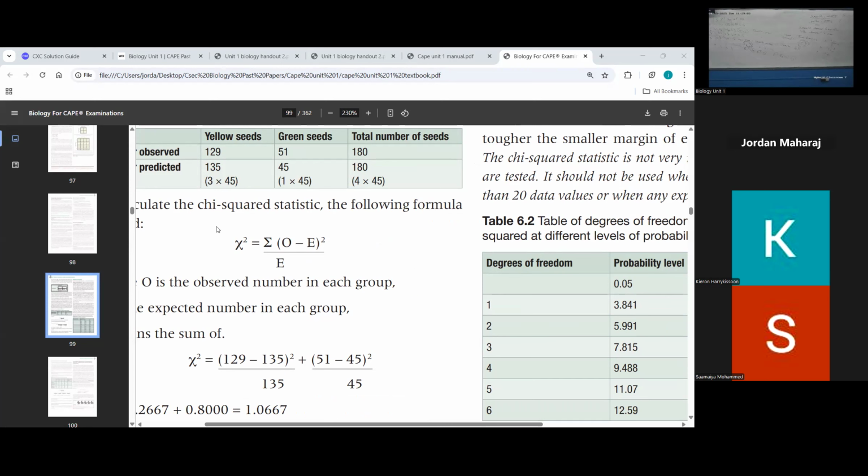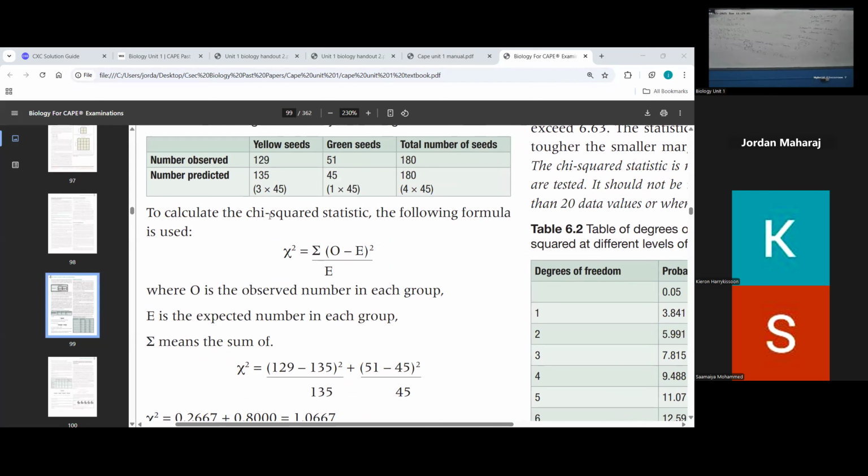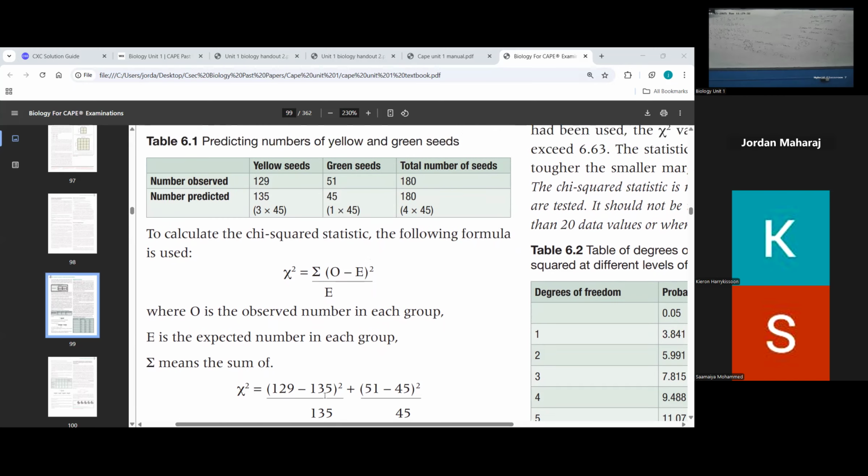Right? So observed, again, I know it's a different table, but if this is the amount of observed in the first row, what we are doing, right, we're subtracting observed, which is 129, from 135, which is the expected. Right, 129 minus 135 is -6. And we square that number to end up with 36 over 135. Right?